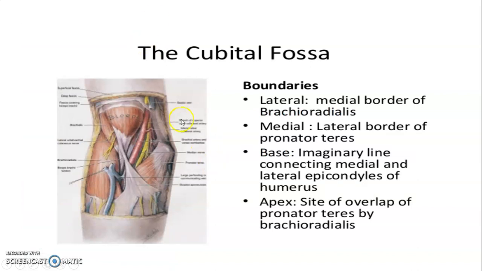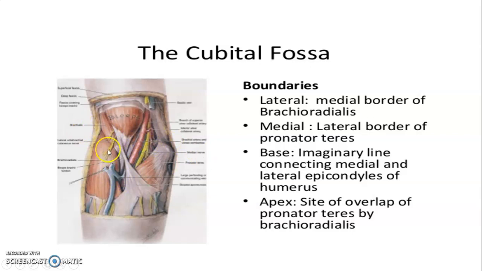So briefly, the cubital fossa is the space on the anterior aspect of the elbow joint, and it has boundaries. On the lateral aspect, you have the medial border of brachioradialis, and on the medial aspect, you have the lateral border of pronator teres. The base of this cubital fossa is formed by an imaginary line that will connect the medial to the lateral epicondyle. So it's like a triangular space.